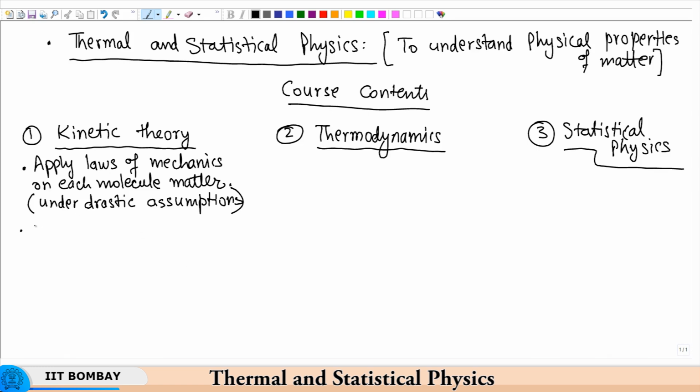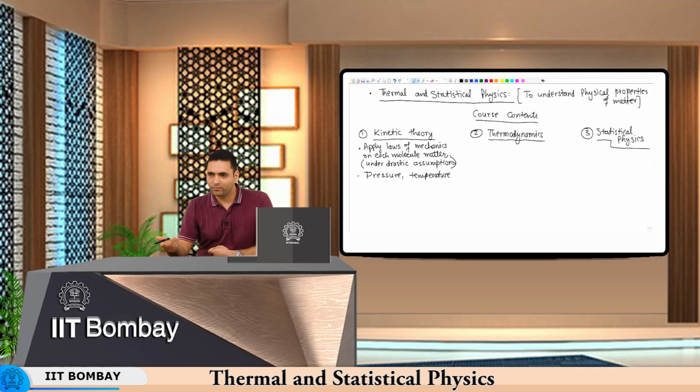So, we can still understand the physical interpretation or implications of quantities like pressure, temperature, and many other emerging properties, as we will talk about in this course, all right. But as I said, it has its own limitations, right. So, that is the first part of the course.